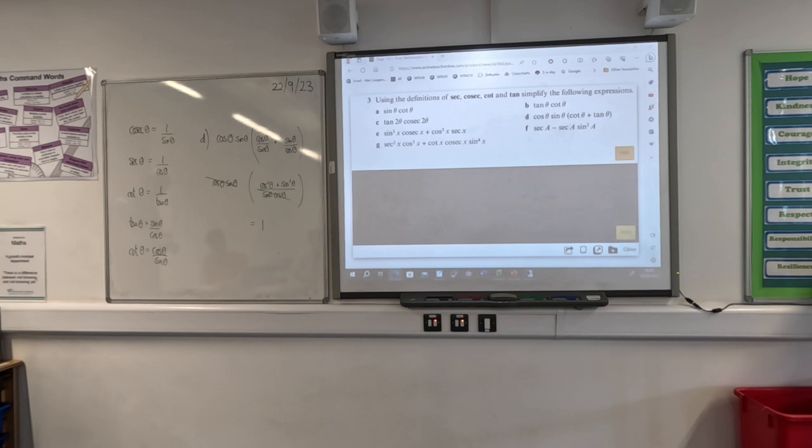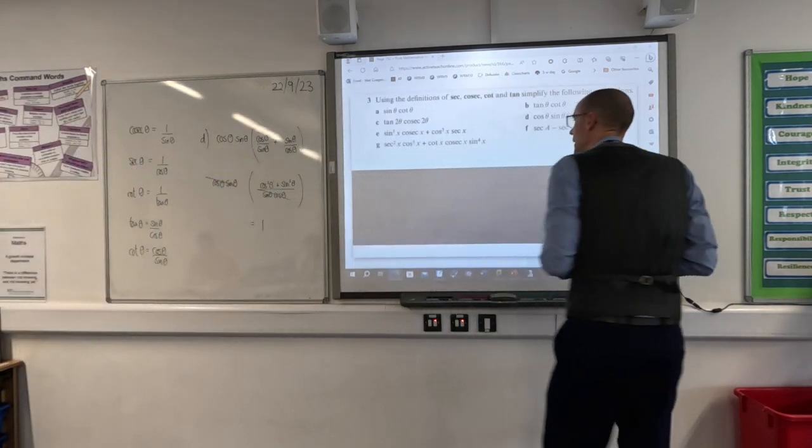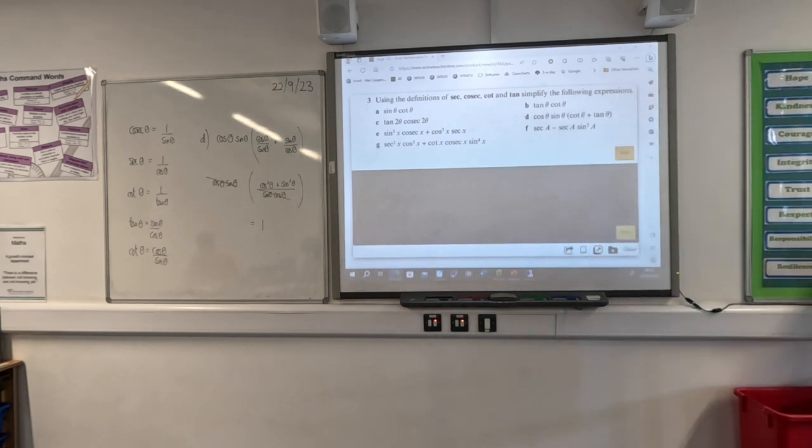So just have a look at E, F and G. See if you can distill it down. It won't always be as easy as something like 1, but see if you can distill those down to something a bit more simple. So you're replacing cosec with 1 over sine, sec with 1 over cos, cot either with 1 over tan or with cos over sine. You've got to be light on your feet, okay? Come on in, Arthur.